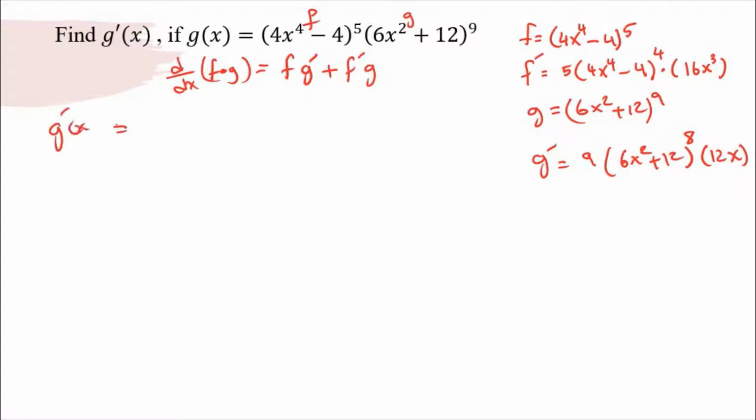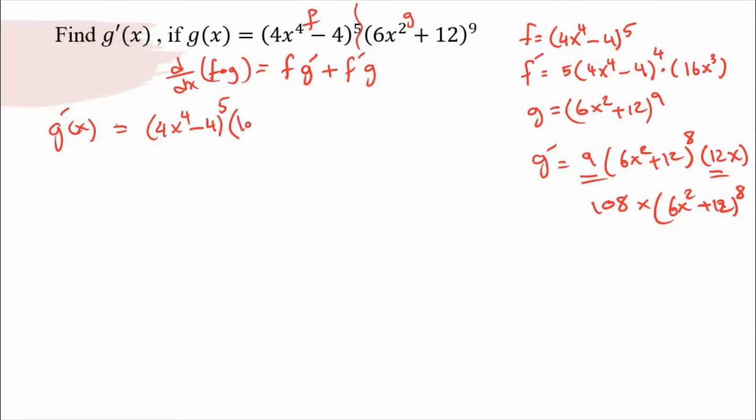We're going to apply it to this formula. So the derivative is basically the first function times the derivative of the second function. I treated this part as f and that part as g. And notice how I used the chain rule for each one of them. I know this basic rule from previous examples, so I can apply it to a more complicated concept. F is (4x to the fourth power minus 4) to the fifth times the derivative of g, which is 9 times 12x, is 108x times (6x squared plus 12) raised to the eighth power.